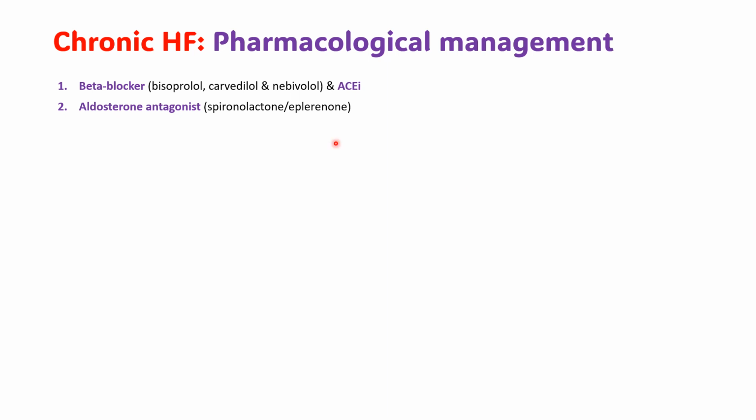Okay, so let's move on. We might also look at starting something called an aldosterone antagonist. We have two: spironolactone and eplerenone, and these are essentially potassium-sparing diuretics.